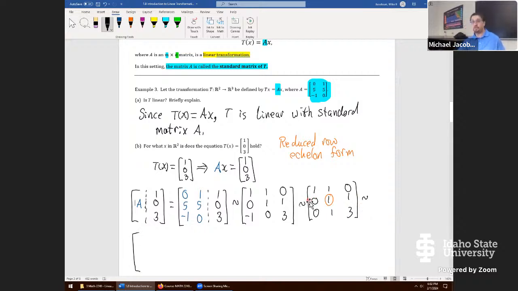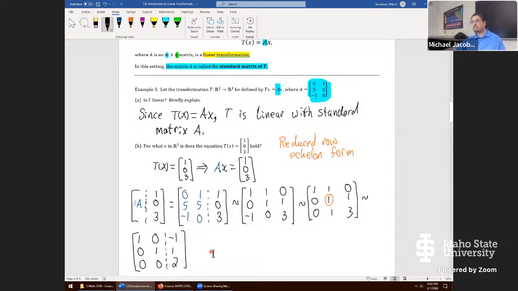I'm going to copy in row 2 to start, 0, 1, 1. Now let's pivot off that and take -1 times row 2, add it to row 1. We'll get 1, 0, -1. Likewise, -1 times row 2 added to row 3 is going to give us 0, 0, 2.